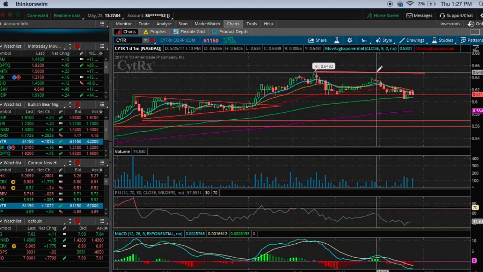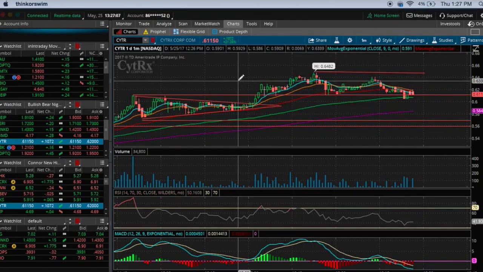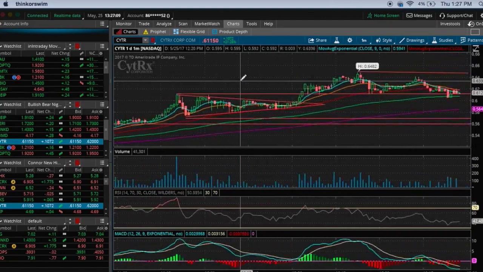The stock came up, didn't break it, now it's selling off, right? So it made its move for today. It's done. I would say it's probably done moving.